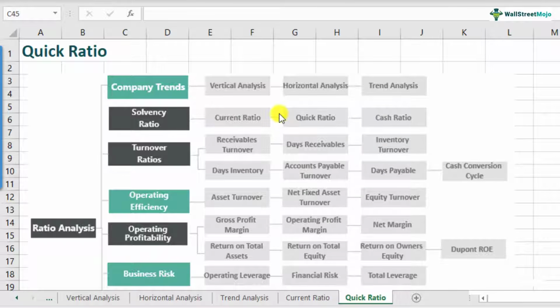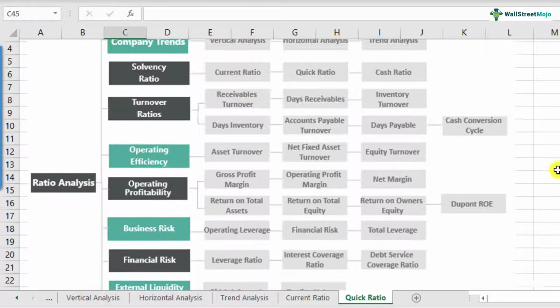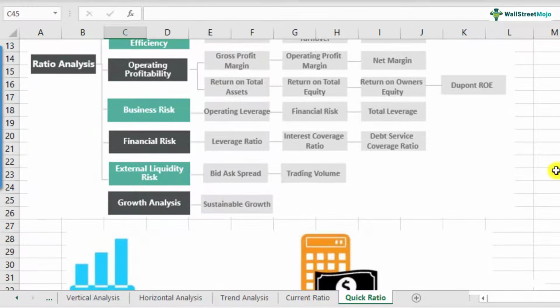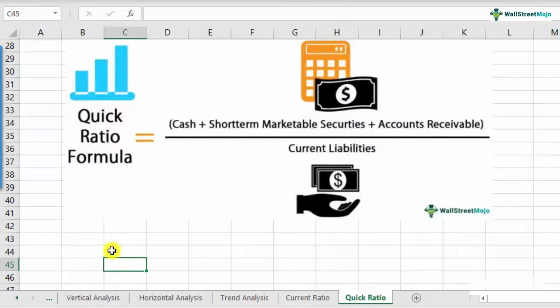But just to give you a definition, quick ratio actually checks for the short-term liquidity of the company and whether the company will be in a position to pay off its short-term liabilities, that is the current liabilities. I'll come to the formula and then we will discuss what are the limitations of current ratio and how quick ratio actually addresses that. So let's look at the formula first and then we will get into the detail. Here is the formula of quick ratio. Cash plus marketable securities plus account receivables divided by your current liabilities.